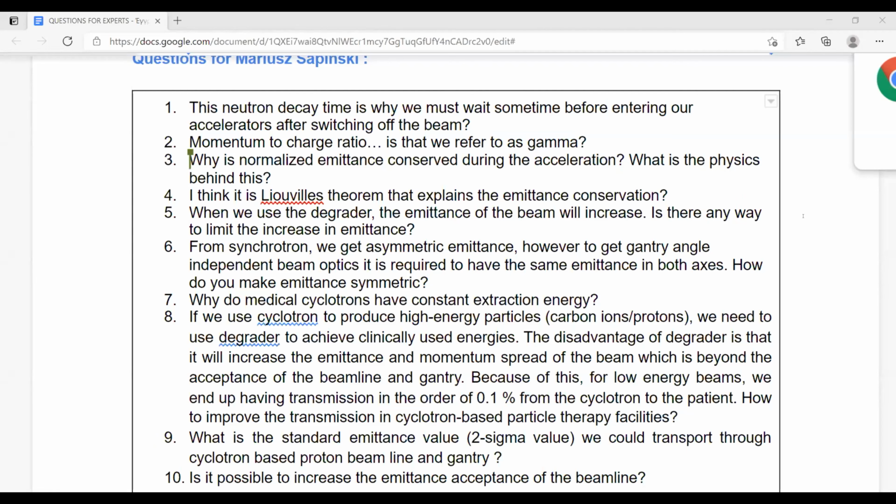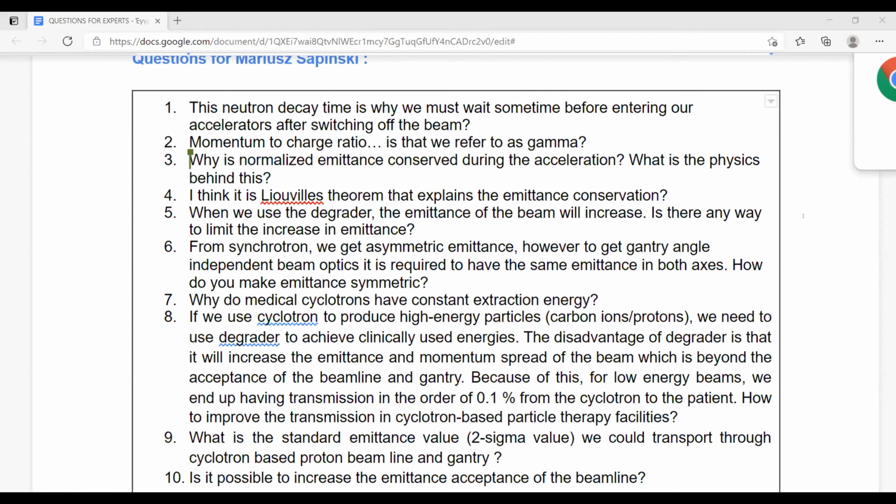Should I go on? We will continue for another 2 minutes, and then we'll proceed to the next speaker. So question number 4 is, I think, the Liouville theorem explains the emittance conservation. Yes, the Liouville theorem is explaining the emittance conservation. This is basically true, yeah.